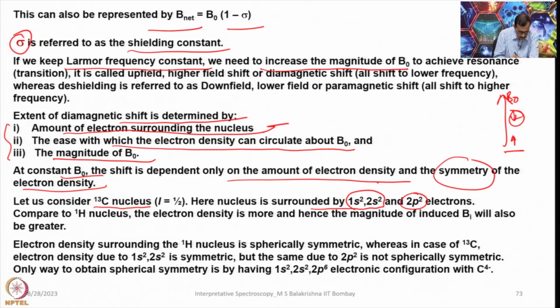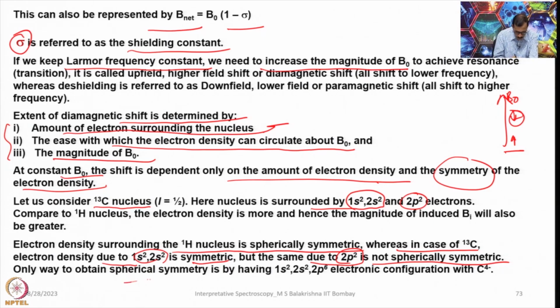Now the electron density surrounding the hydrogen is spherically symmetric, whereas in the case of 13C, the electron density due to 1s2, 2s2 is symmetric, but that due to 2p2 is not spherically symmetric. This is important. In the case of 1H, we have one electron, and the 1s orbital is symmetrical, spherical. As a result, the electron density is spherically symmetric, whereas in the case of 13C, the electron density due to 1s2 and 2s2 is spherically symmetric, whereas that of 2p2 is not.